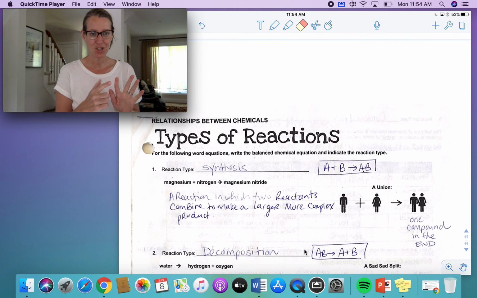Synthesis and decomposition are opposites of each other. Single and double displacement are very similar. It just depends on whether you're dealing with an element or a compound in the reactant side of the equation. And then the very last one is about combustion reactions.